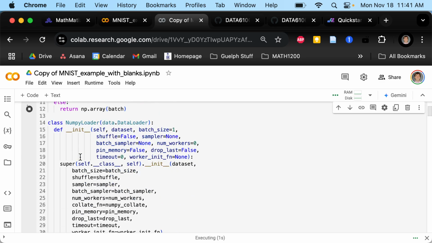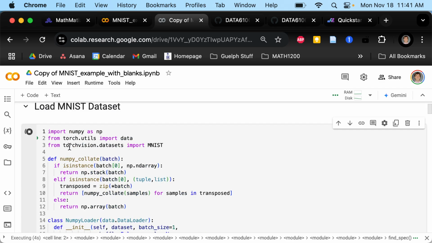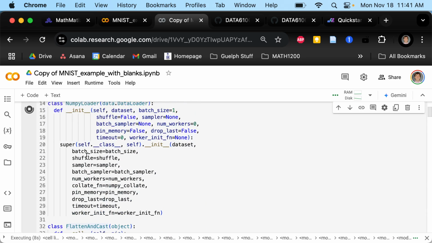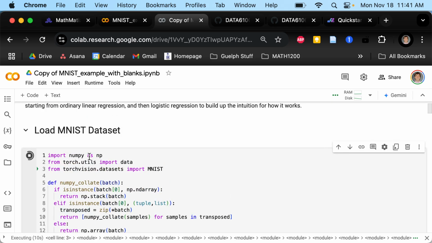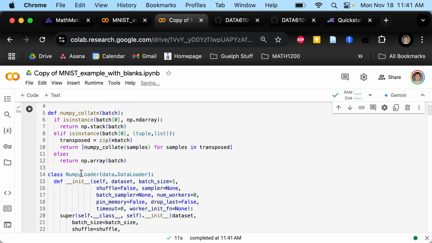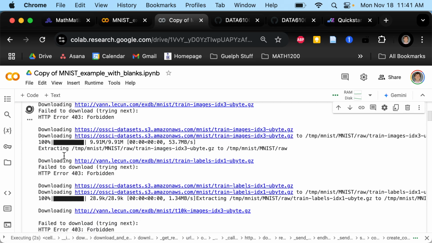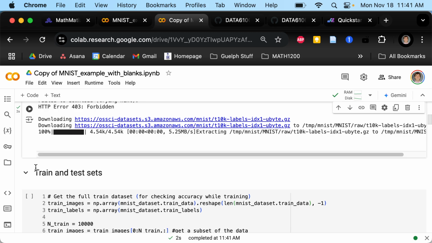So this code I copied and pasted from somebody else. This is getting the MNIST data set. The MNIST data set, if you remember, is a data set of images. So they're little images. They're like low resolution pictures of digits. Here's what they look like. Here is me getting some of them, and I'm downloading them. And then here is what they look like.